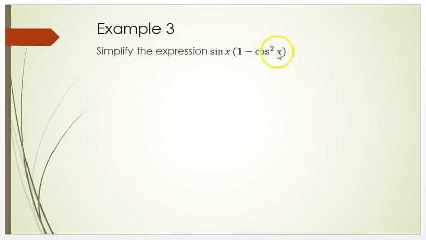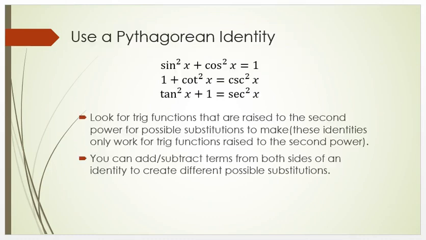However, I do see some expressions being raised to the second power, and I see that there's a plus or a minus 1 attached to it. So that's the hint to me that I should look at my Pythagorean identities. Now, even though I don't see an identity that matches it exactly right now, remember I told you that we could add and subtract things from one side to the other.